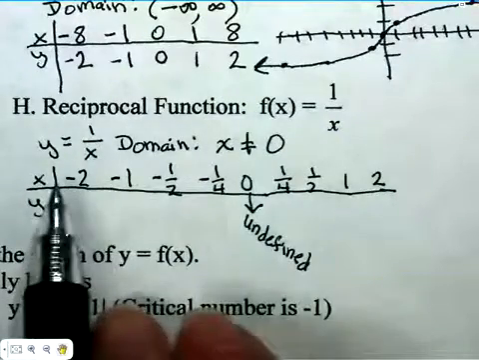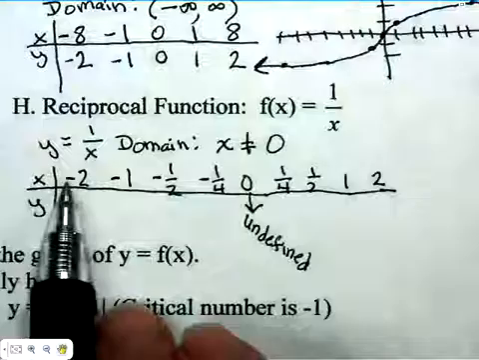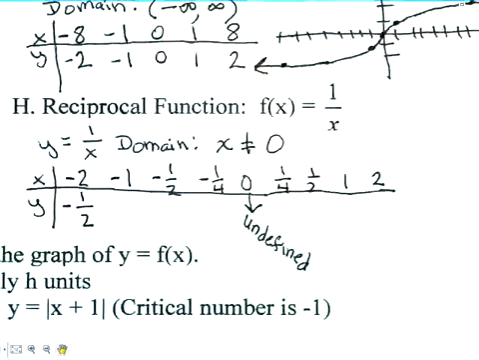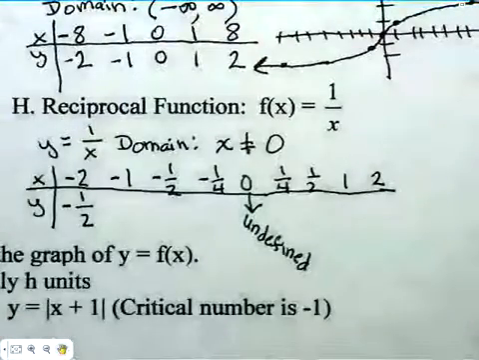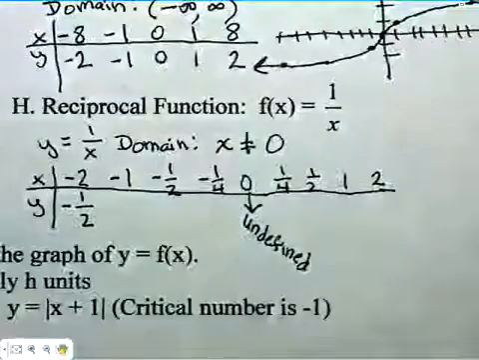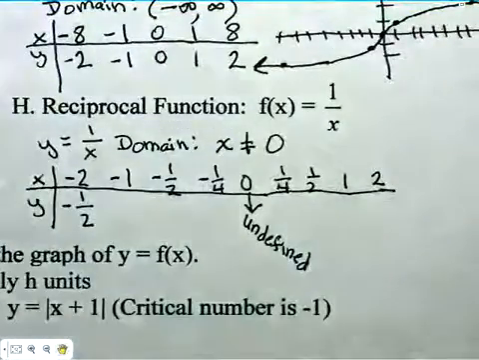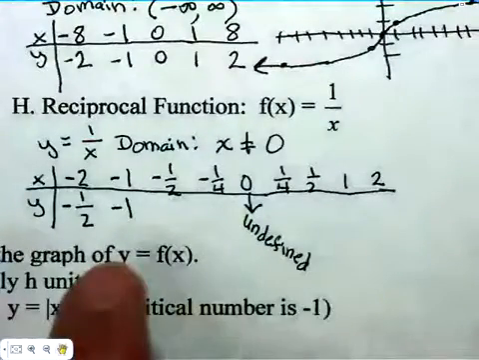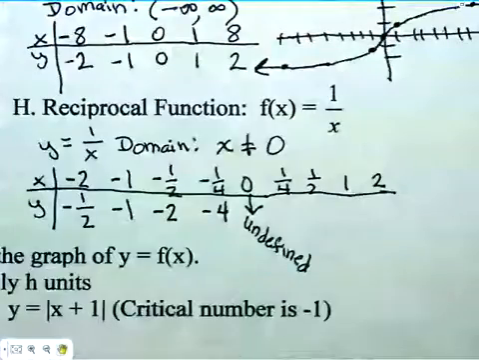If I let x be -2, what is the reciprocal of -2? No, -2 is -2/1. If I flip it, it's -1/2. What's the reciprocal of -1? It's still -1. -1/1, if you flip it, is still -1/1. What's the reciprocal of -1/2? -2. And the reciprocal of -1/4? -4. And then when x is 0, the function's undefined.